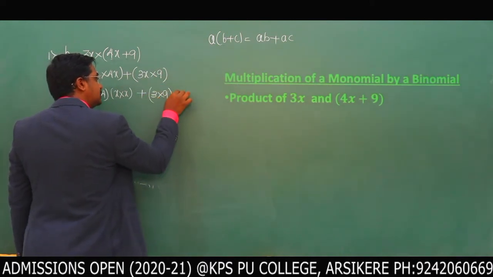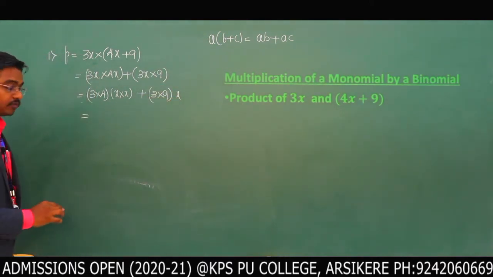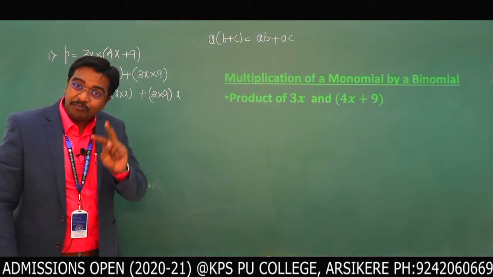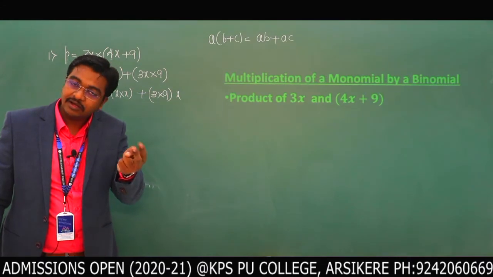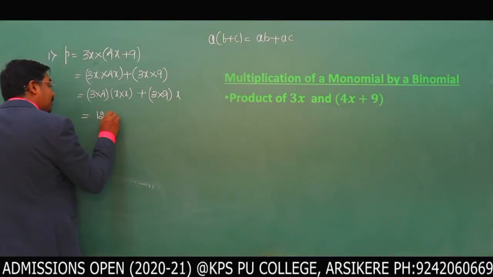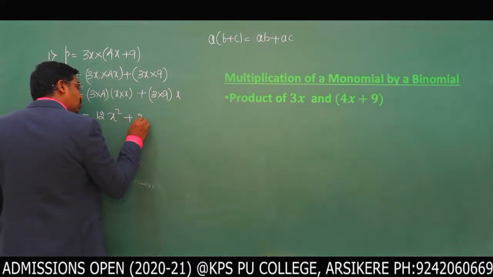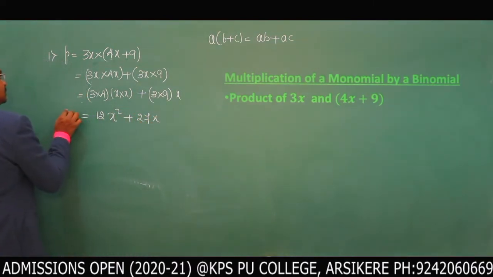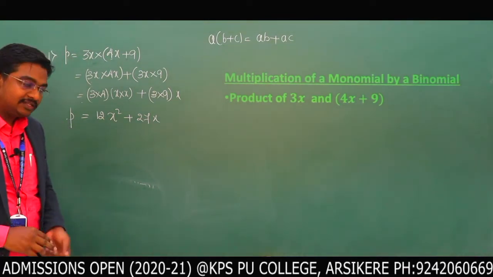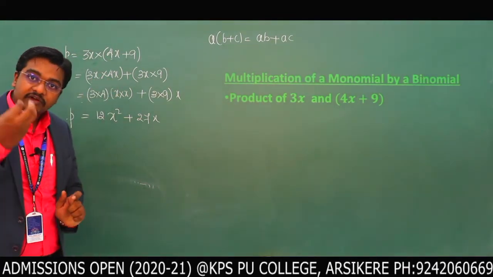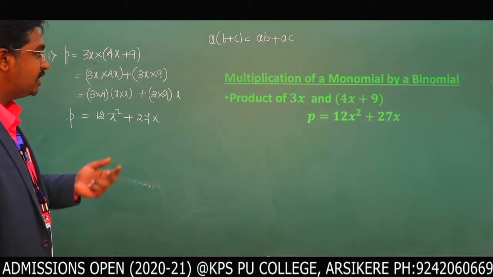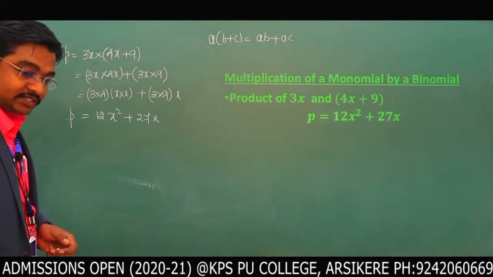So into x. So the total product becomes 4 3s are 12. x into x, just observe here both are like terms, right? Both are like terms, which means the bases are the same, so powers can be added. That becomes 12x square plus 27x, the product of 3x into 4x plus 9. This is the method to find the product of a monomial with a binomial. The answer is 12x square plus 27x.